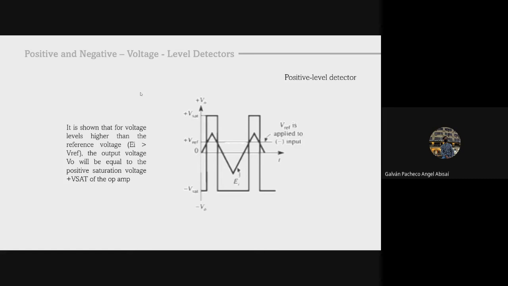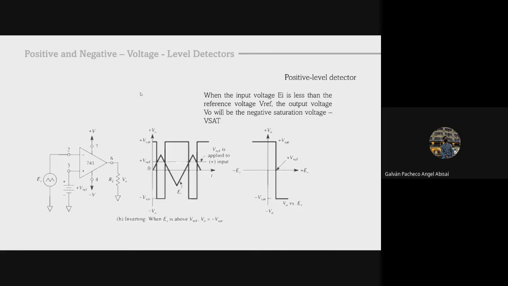As I told you before, these graphs show us that for a voltage level higher than the reference voltage, the value at the output will be equal to the positive saturation voltage of the op amp. Next one, please. And in the opposite case, where the input voltage is less than the established reference voltage, the output voltage will be equivalent to the negative saturation voltage.